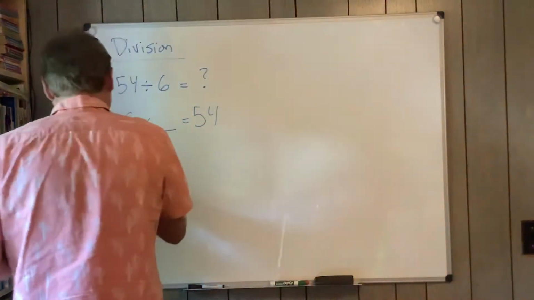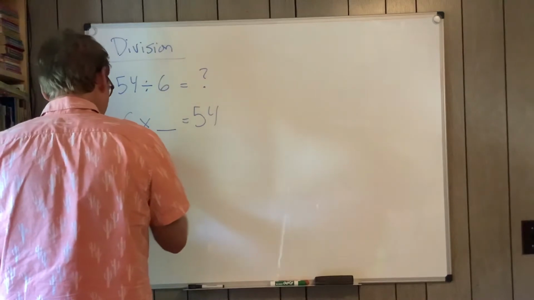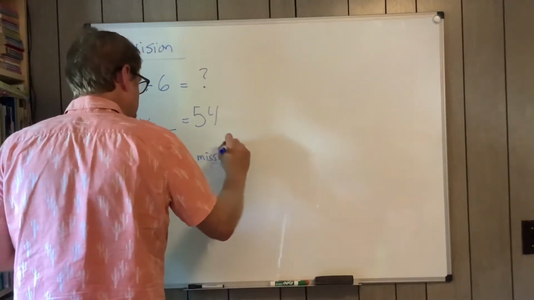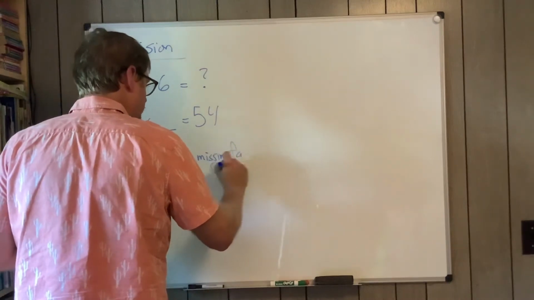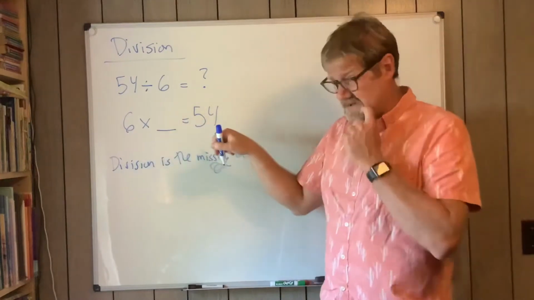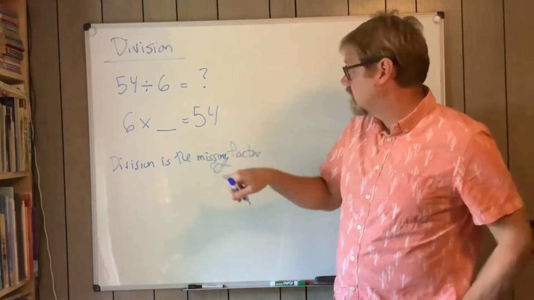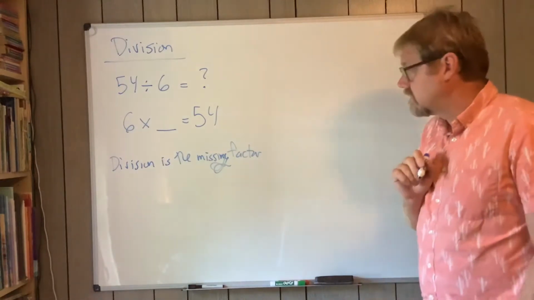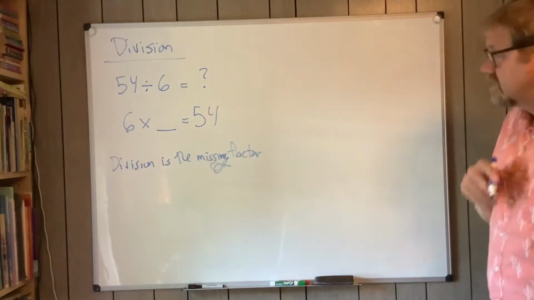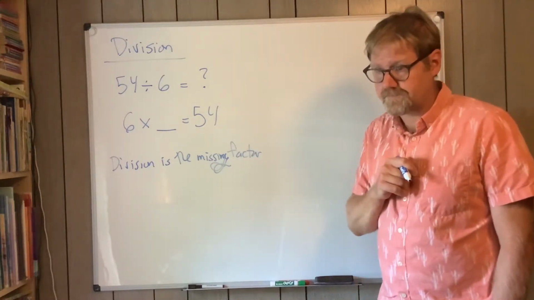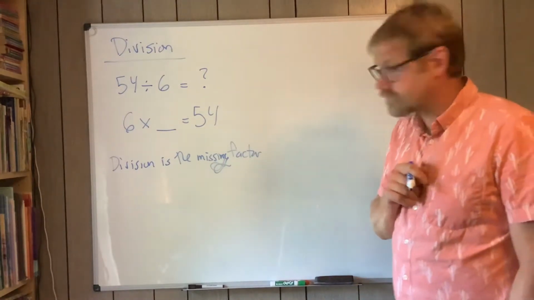So division is the missing factor. The factors in multiplication give the product, and I'll talk about what the pieces of the division are in just a second. So we're looking for what the missing factor is.